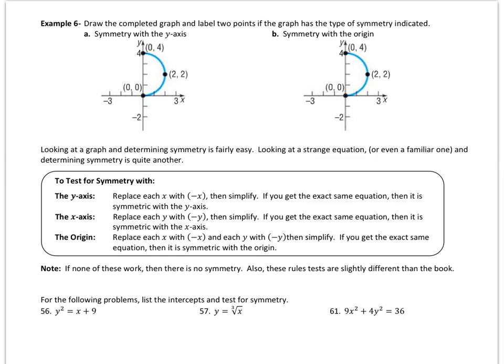Running down the home stretch of this one. All right, so pretty simple stuff here. Draw the completed graph and label 2 points if the graph has the type of symmetry indicated. So part A has symmetry with the y-axis. Okay. So where would another point be? -2 and 2. All right, it'd be right here. And then you'd also have 0, 4, and 0, 0 on those.